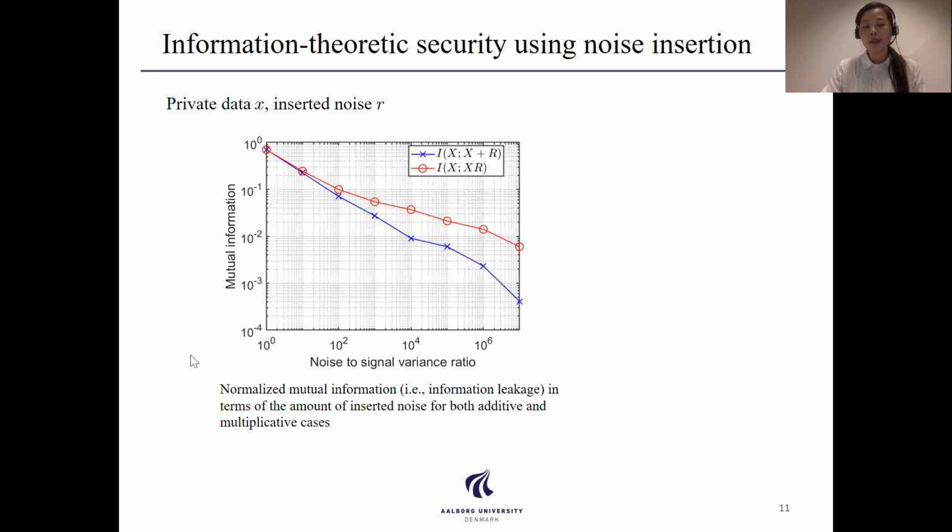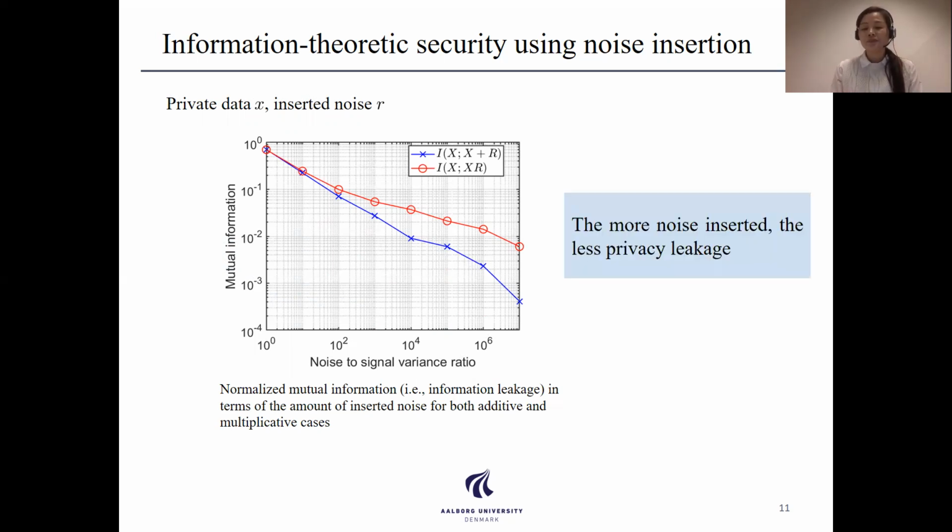In both ways, here is one example of how much information leakage you would have if you use these two ways to encrypt your data. The conclusion is that as long as you increase the noise to signal variance ratio, meaning you insert more noise, you will have a lower mutual information. The mutual information is a metric to quantify how independent these two random variables are. The more independent they are, the less privacy leakage there is. So overall, the more noise you add in the networks, the less privacy leakage you will get.